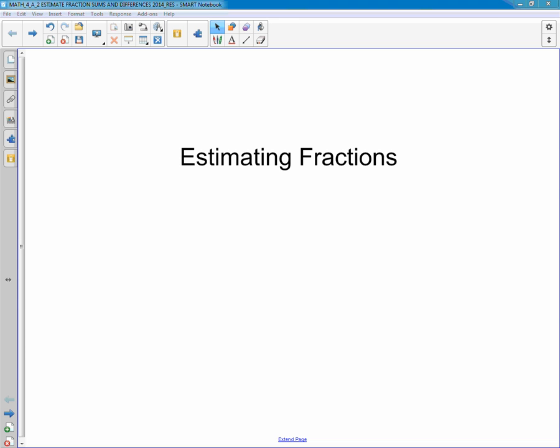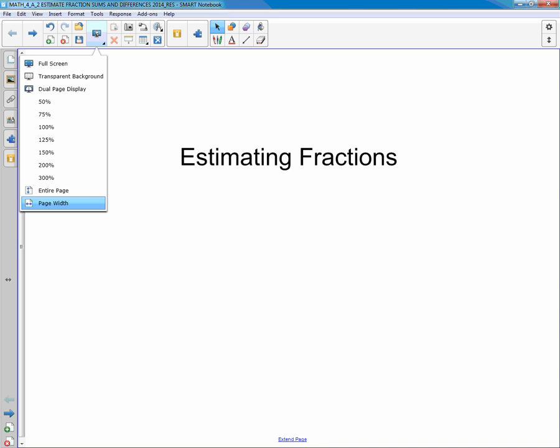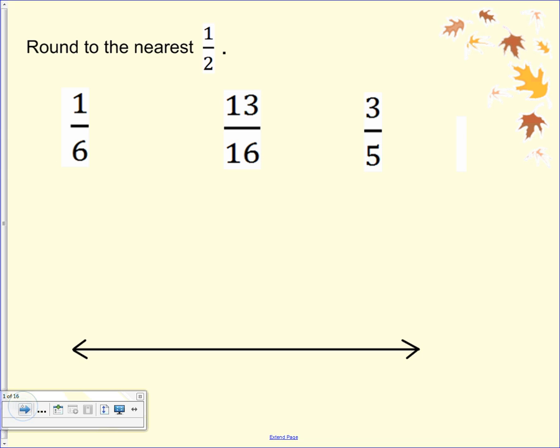This video is going to be over estimating fractions. Estimating or rounding fractions. So let's get started. Here they want us to round each of these to the nearest half.